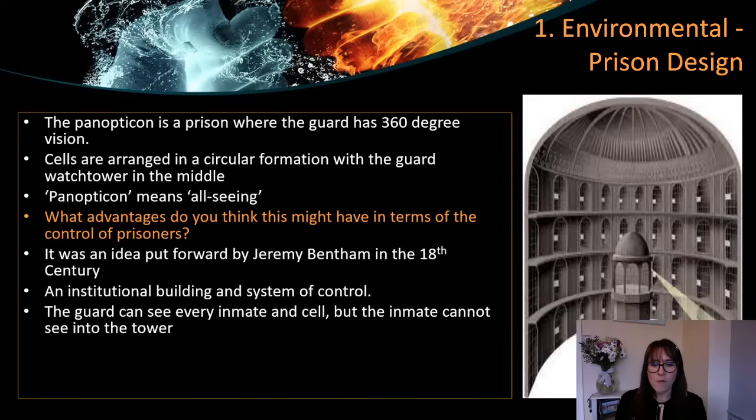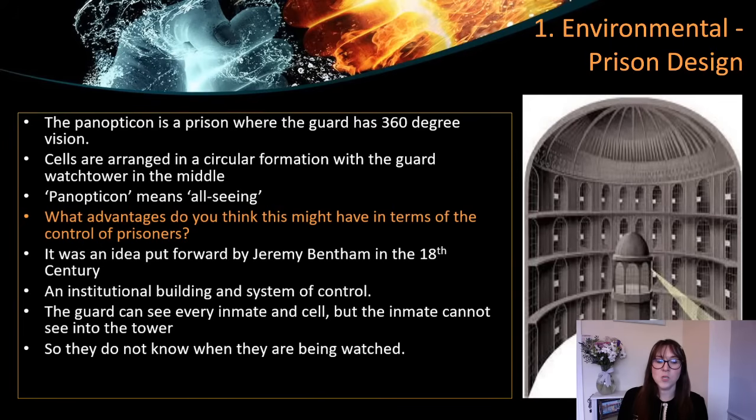The guard can see every inmate and cell, but the inmate cannot see into the tower, so the inmate never knows which way the guard is looking. So the guard could be looking at them, but it could be looking at the person behind. The guard might not even be in the tower. You don't know that, though. So they do not know. It's a bit like CCTV. You don't know whether it's on or off, so you don't really take the risk. So they do not know when they are being watched.